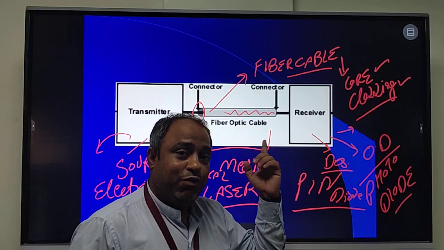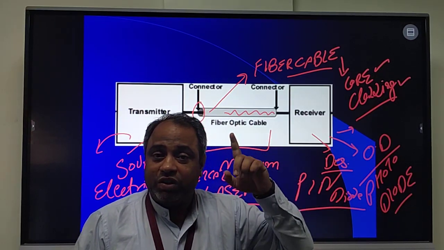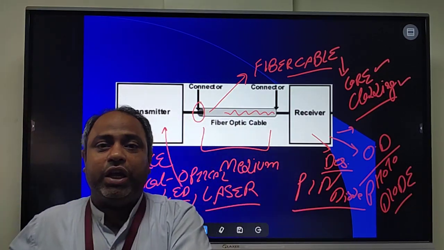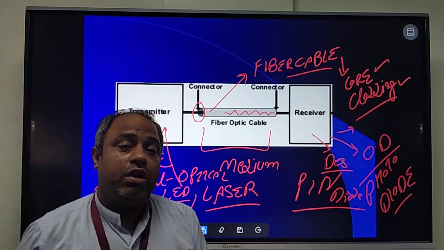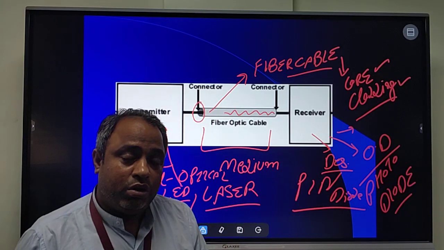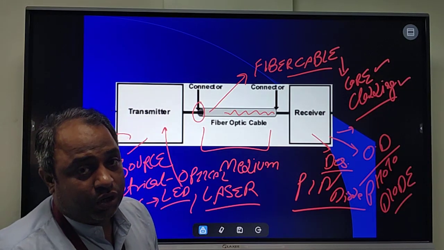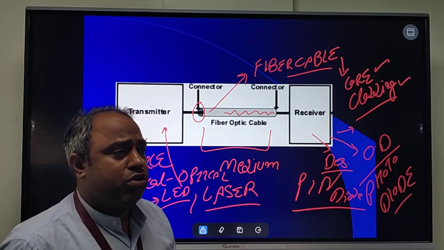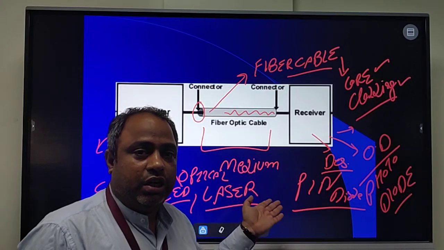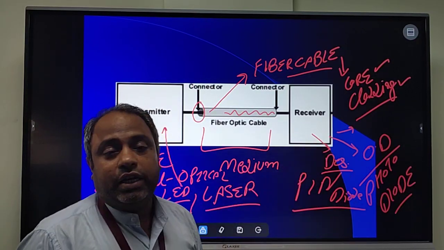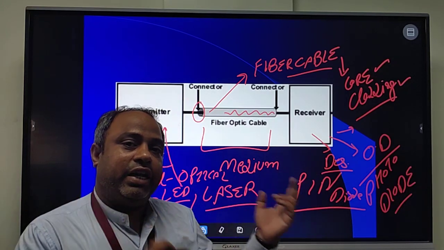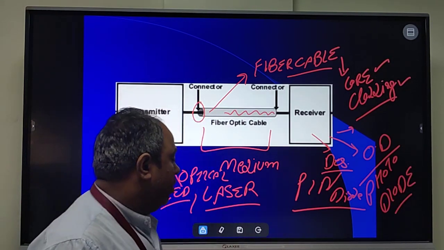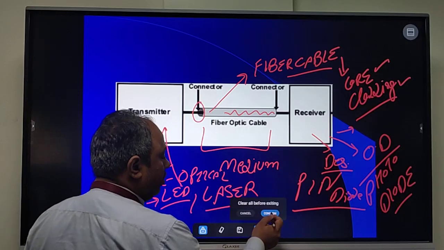And in the end, again we require a detector, because the signal is converted from electrical to optical and then optical to electrical, which is easy to understand. At that time we use a photodiode, avalanche diode, or PIN diode to convert the optical signal into an electrical one. And last, at the destination, you receive the signal in its original form. So this is the basic.